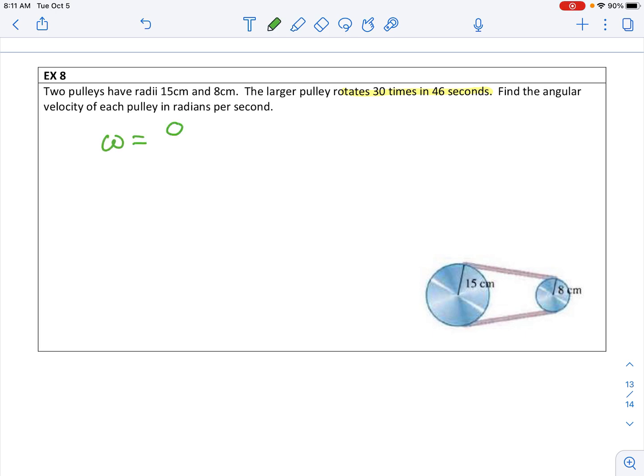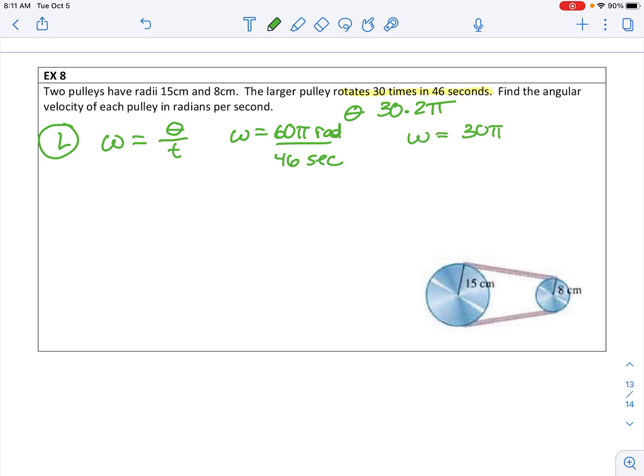Our angular velocity is the change of the angle over time. If we want to find our angle, I should write this as our larger one. Our angle is going to be 30 rotations in 46 seconds. So 30 times 2 pi will give us our angle. So we'll have 60 pi radians over our 46 seconds. So this will reduce to 30 pi over 23 radians per second. That is our angular velocity of the larger.